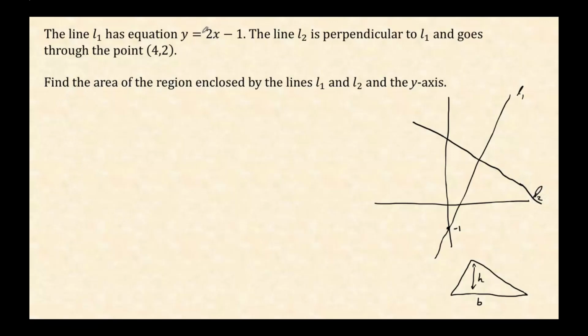I know that the gradient of L1 is 2, and if L2 is perpendicular, then its gradient will be minus 1 divided by 2. We're using the minus 1 over m formula. So there's the gradient of L2, minus 1 divided by the gradient of L1. So I know it's going to look something like y equals negative a half x plus c. And now I need to use this point here to help me work out what c is.